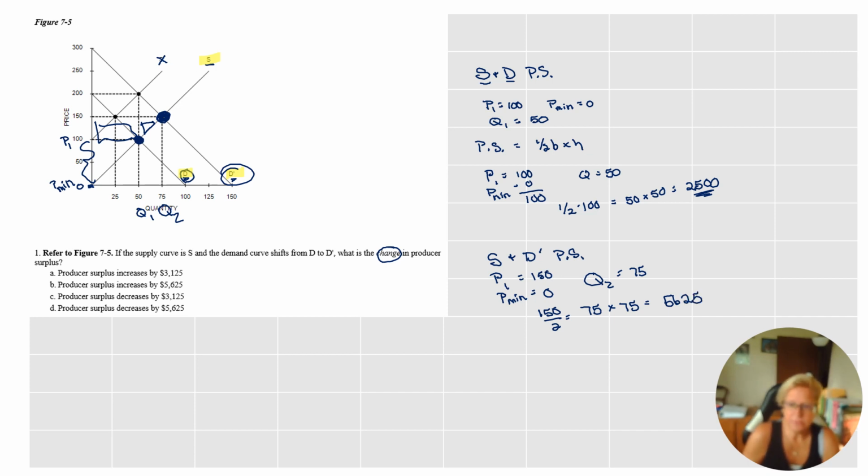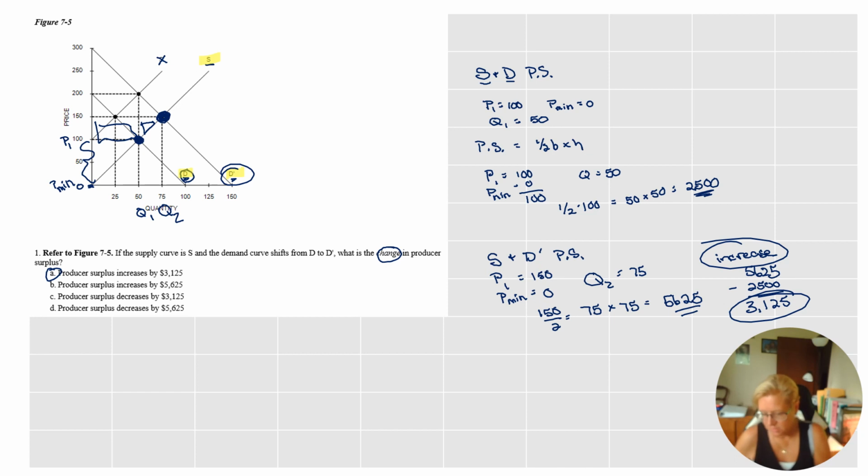Notice that it increased. We went from 2500 to 5625, so I'm going to note that was an increase. And an increase of how much? If I take 5625 and subtract 2500, I end up with 3125. So I know I have an increase of 3125. I look at my answers, and producer surplus increases by 3125, and that would be answer A in this particular problem. Okay, let's move on to our next problem.